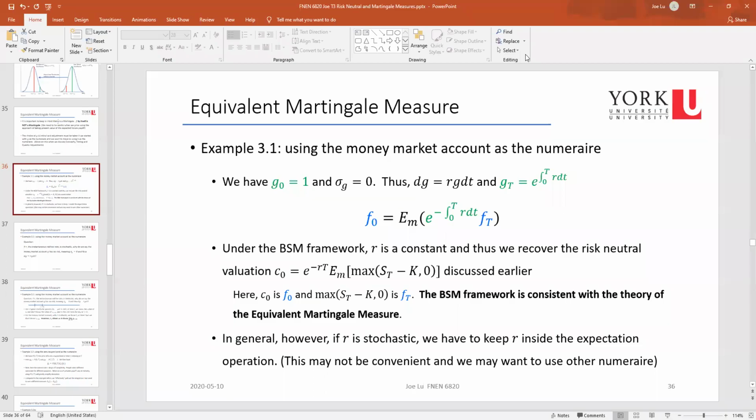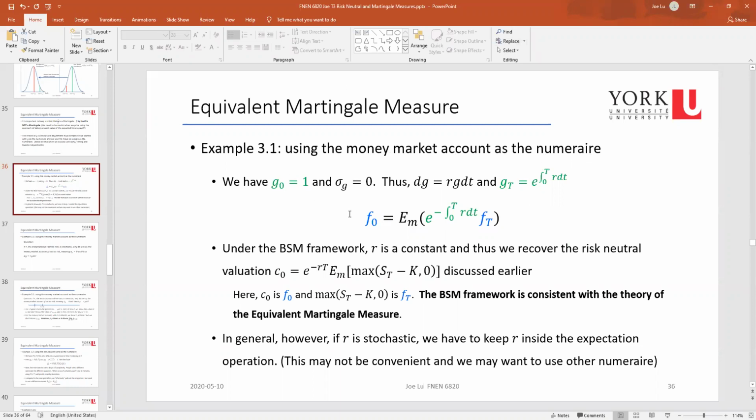Let's see some examples of how we can utilize all this machinery behind the equivalent martingale measure. The first example is where we choose a money market account as a numeraire. So what is a money market account?